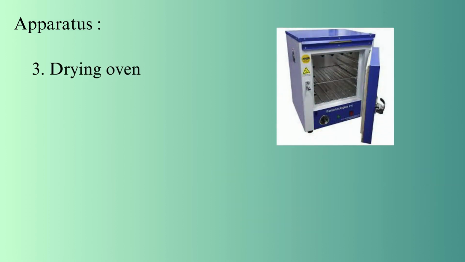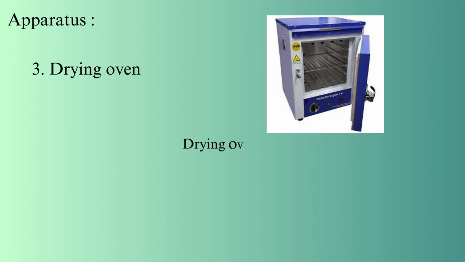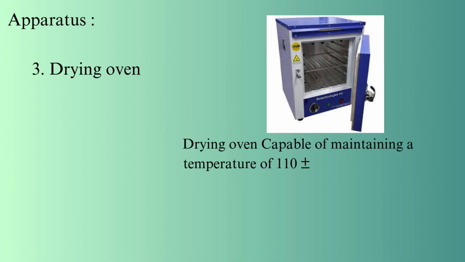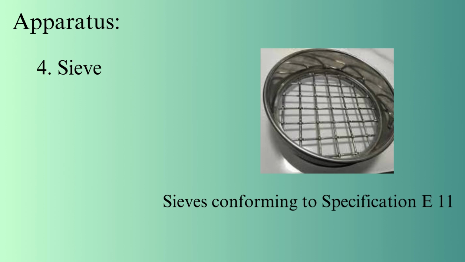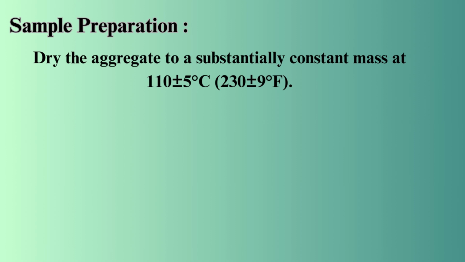3. Drying oven. Drying oven capable of maintaining a temperature of 110 plus or minus 5 degrees Celsius, 230 plus or minus 9 degrees Fahrenheit. 4. Sieve. Sieves conforming to specification E11. Sample preparation. Dry the aggregate to a substantially constant mass at 110 plus or minus 5 degrees C, 230 plus or minus 9 degrees F.